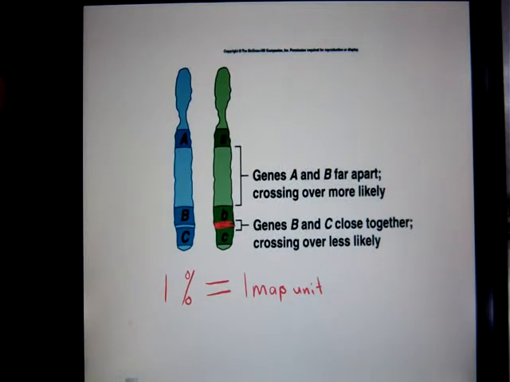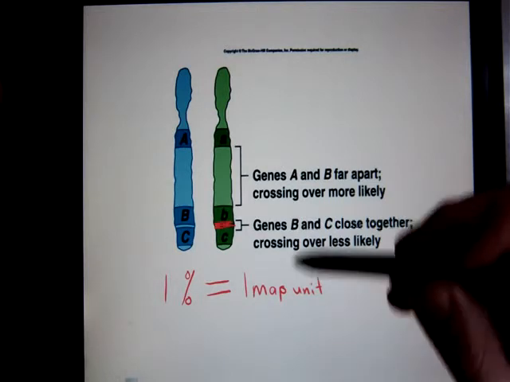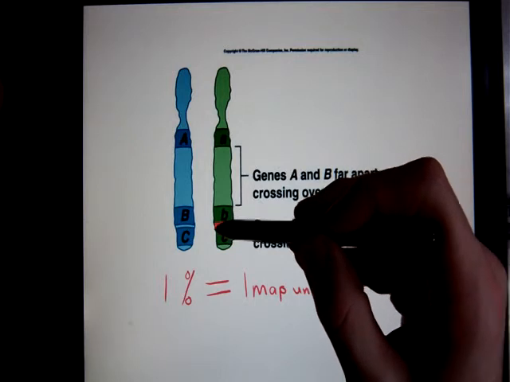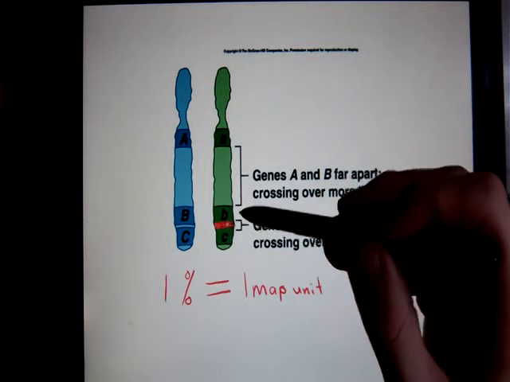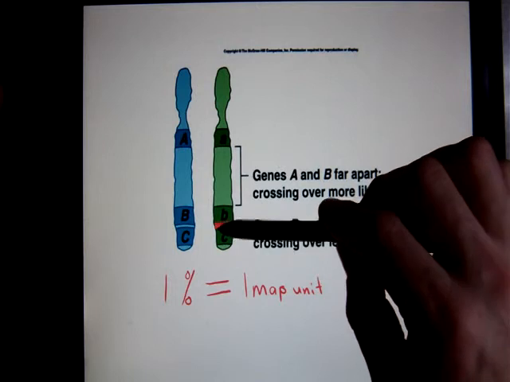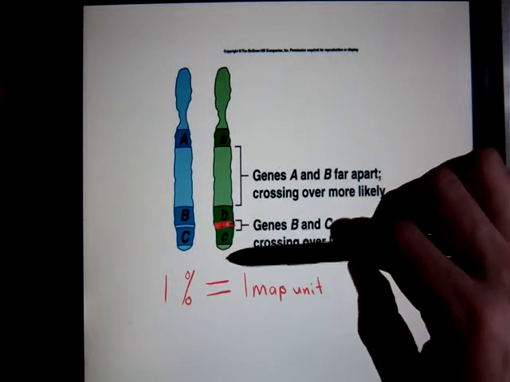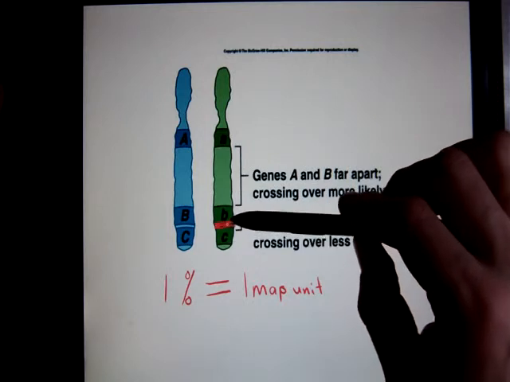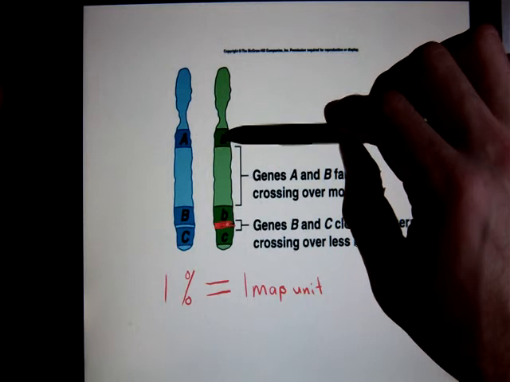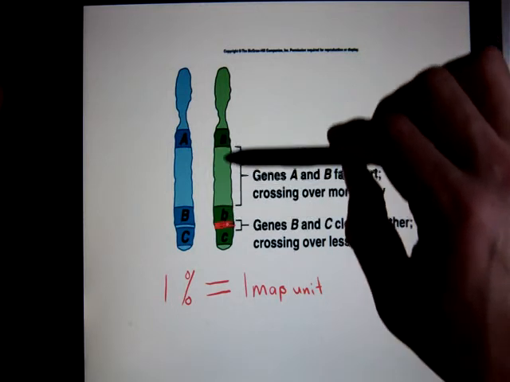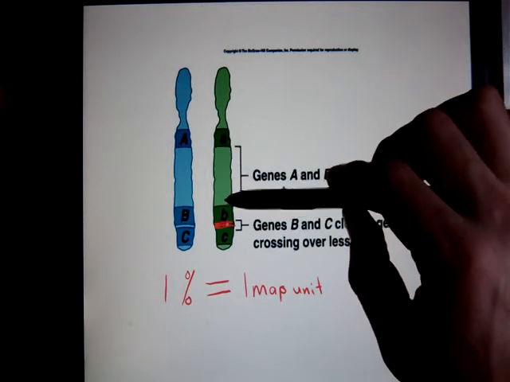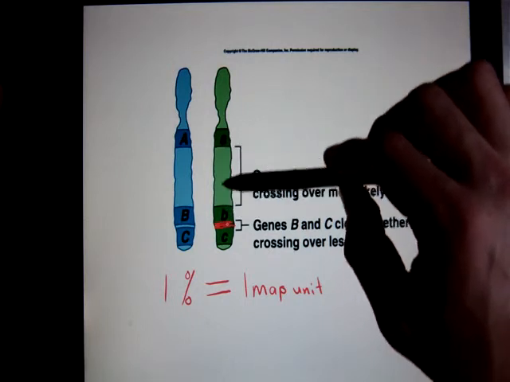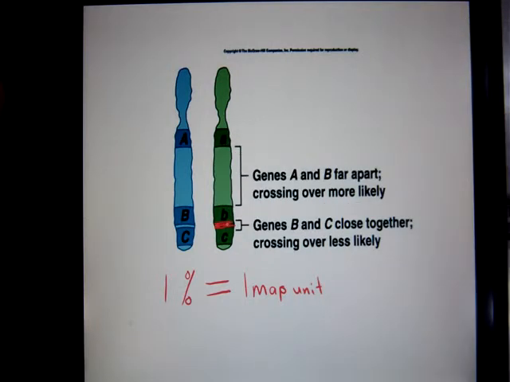Now it's important to note that genes that are close together are not separated because of crossing over very often. So we look at B and C here. These genes are not going to be separated by crossing over very often, because for that to happen, the two chromosomes would have to cross over right at that point, as opposed to anywhere along this whole chromosome. And that's not all that likely. Whereas genes A and B are quite a bit farther apart. So for these to be separated by crossing over, that crossover could happen anywhere along that chromosome. And that's much more likely.